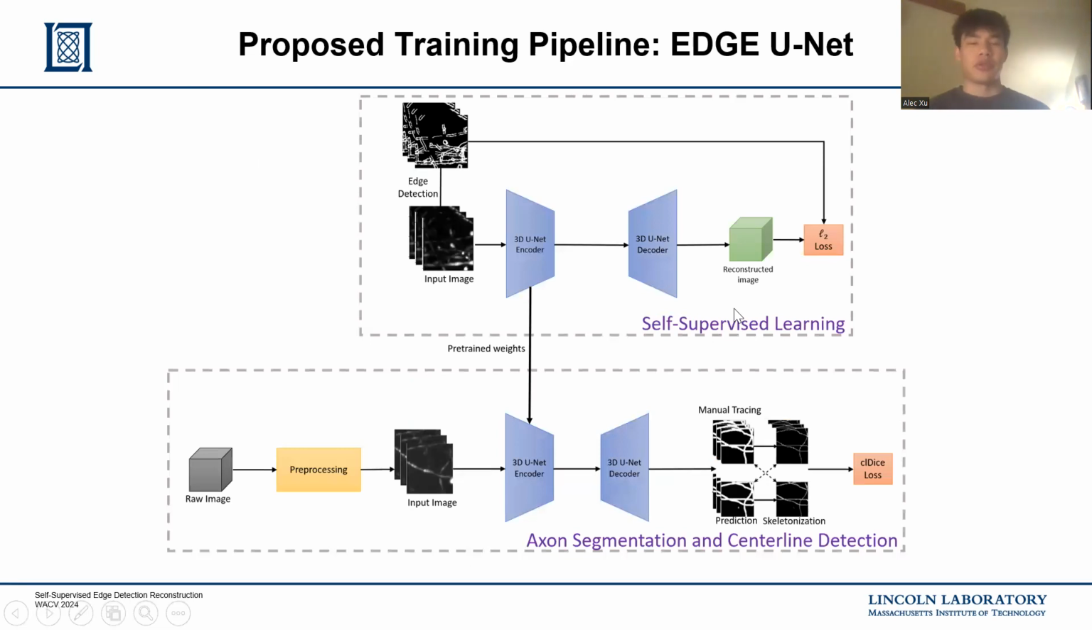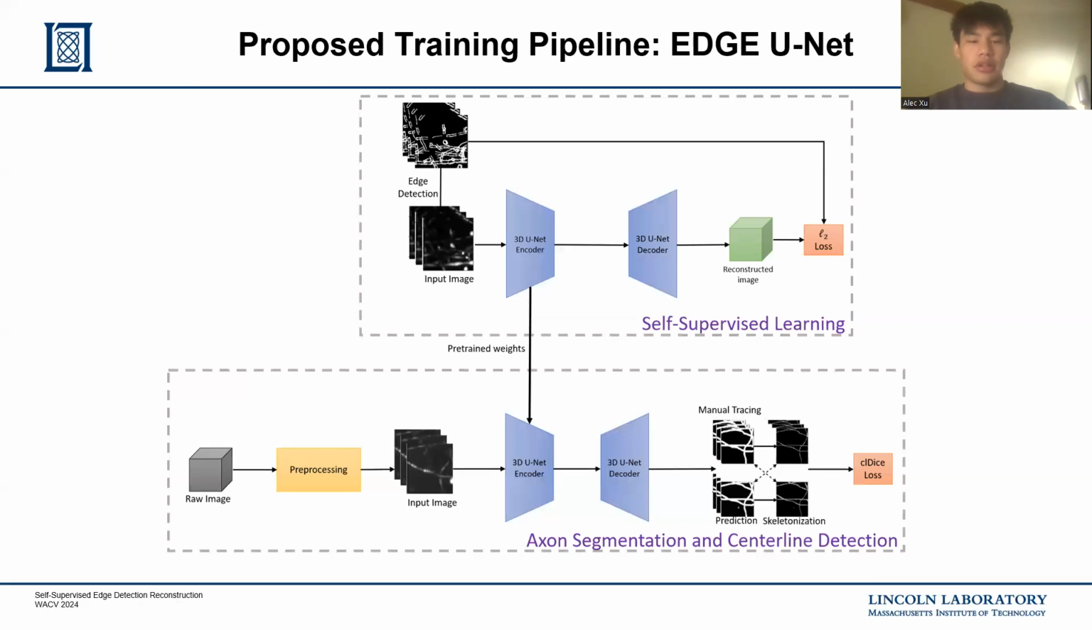So the overall training pipeline is as follows. We first perform SSL pre-training on the task we just discussed, and then afterwards we initialize the encoder using the resulting weights, and then we fine-tune the model on the axon segmentation component.